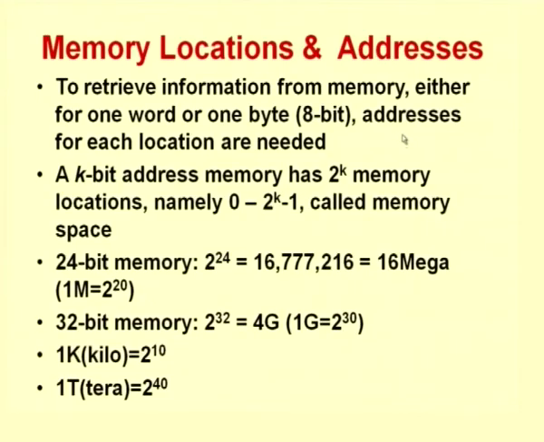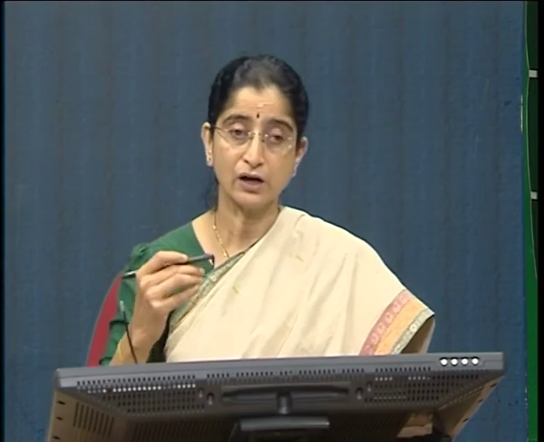So, now to retrieve information from memory, what is it that we need to do? To retrieve information from memory, either for one word or one byte, okay, which is 8 bits as we know, addresses are required for each location. So, we said that we have so many different locations, right. So, each location is normally given one address. And how do we address it?